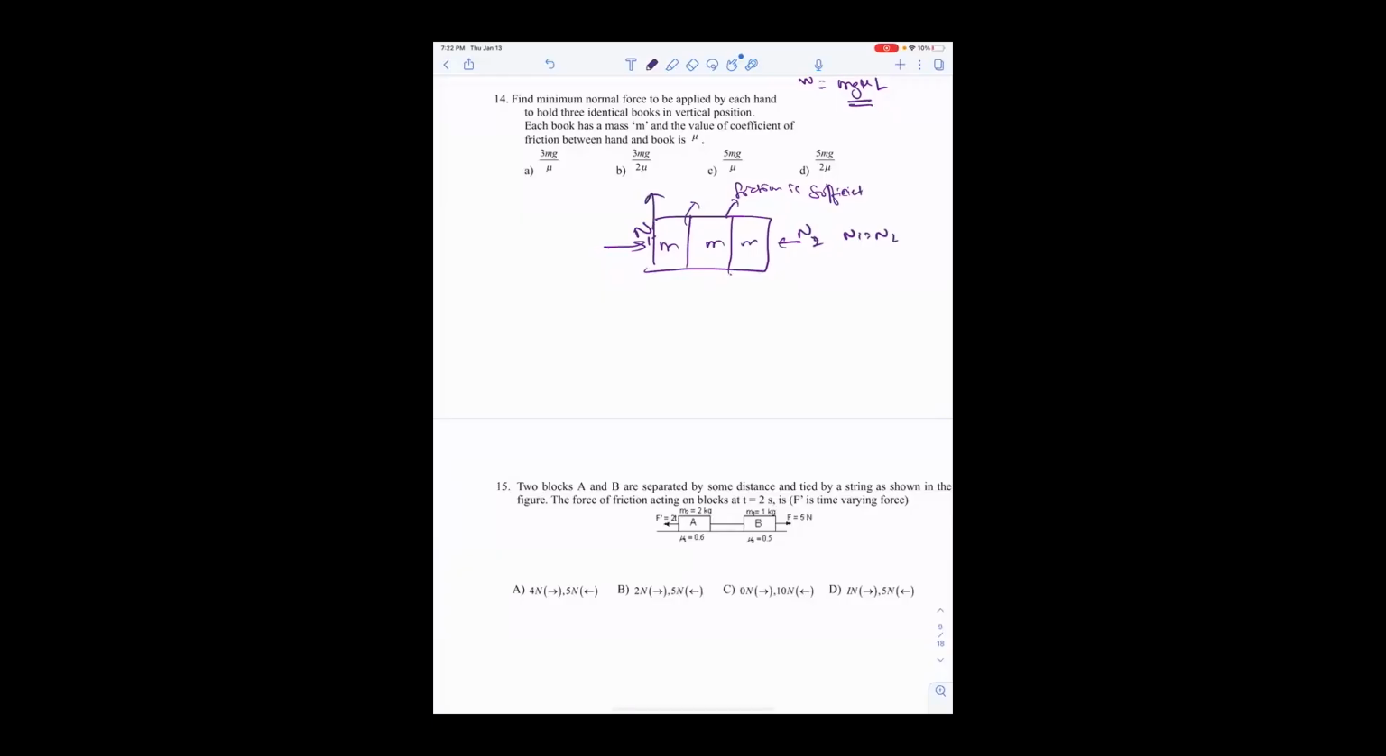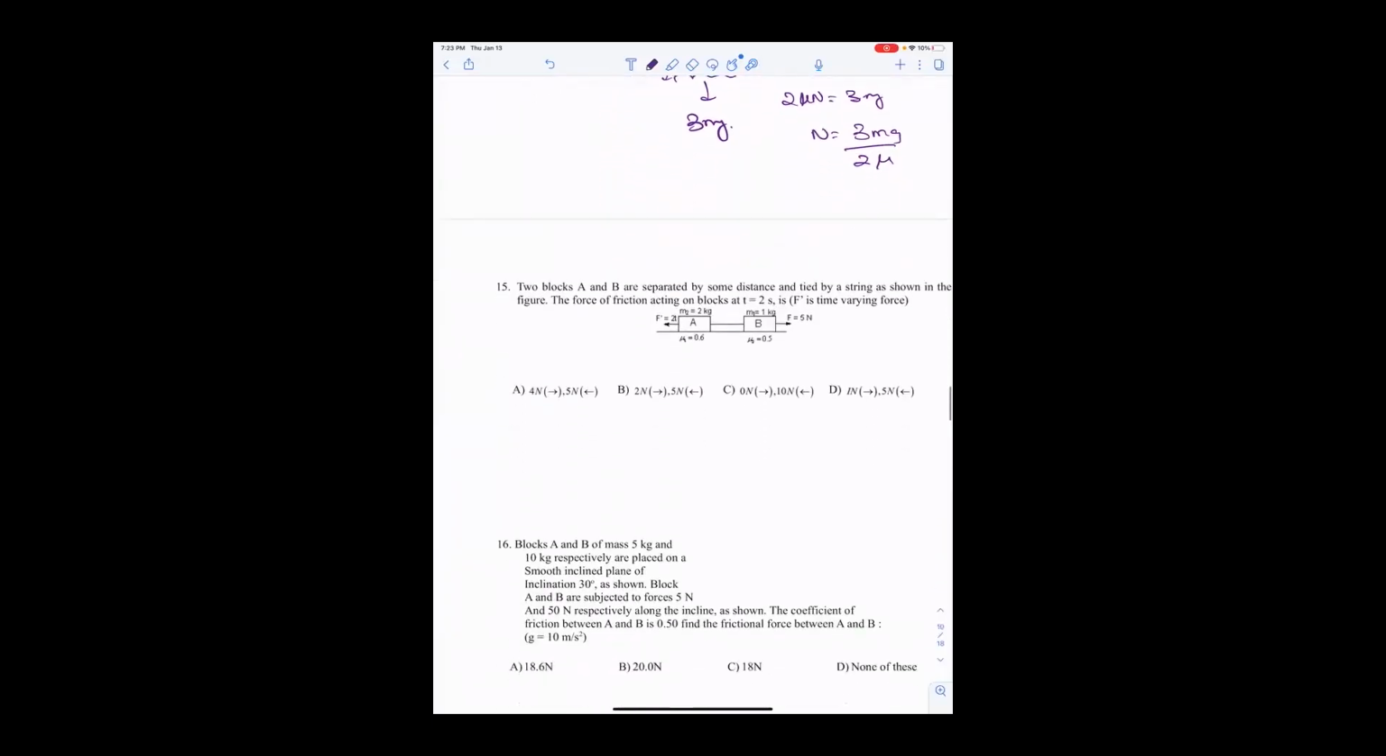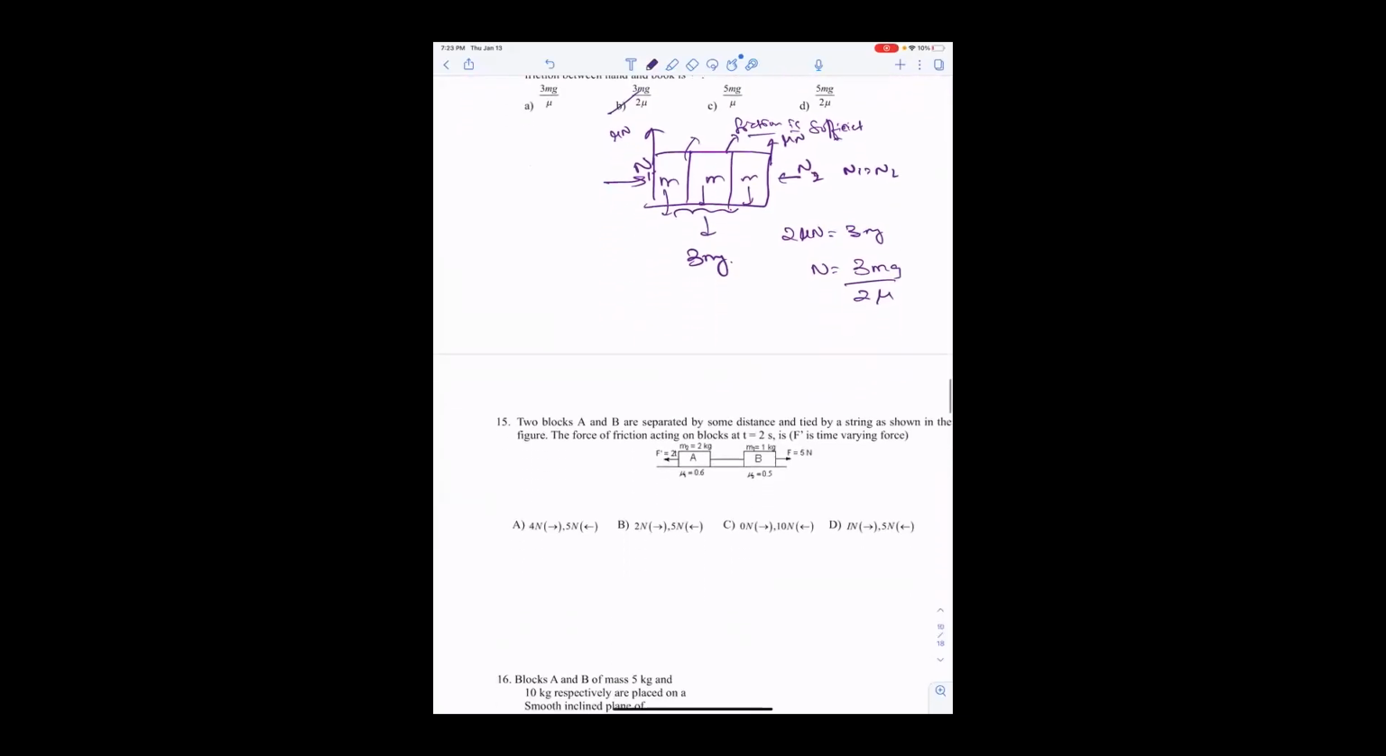So what is the maximum friction here? Mu times N, and friction here is mu times N. What is the total weight? 3mg. Total weight of this, this, and this book, 3mg. So net upward force, 2 times mu N, is equal to 3mg. So N is equal to 3mg by 2 mu. Screenshot if needed. Easy question. Here friction between the books is sufficient, as he hadn't mentioned anything.